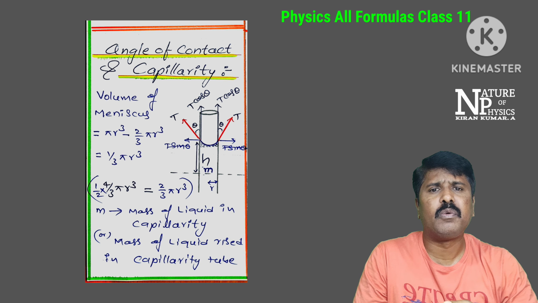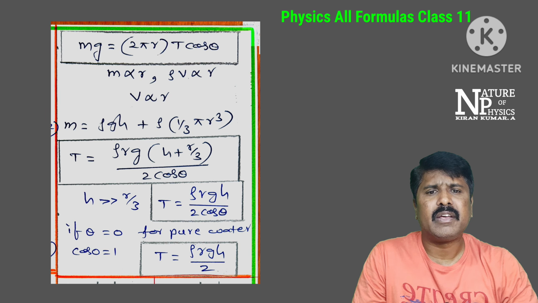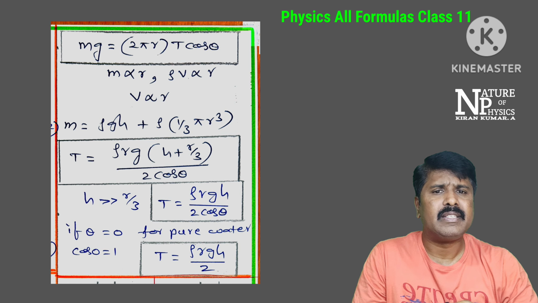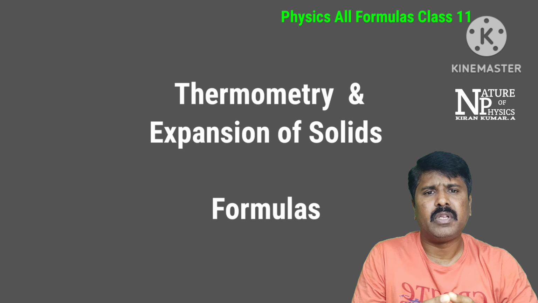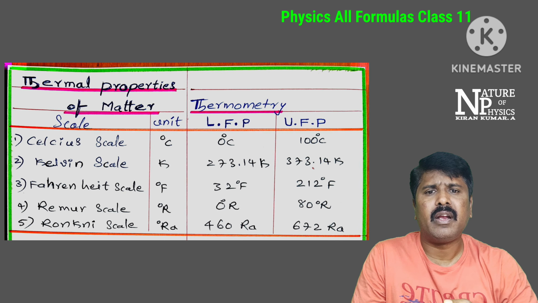Okay, mg is equal to pi r into t cos theta, clearly given, student. And surface tension is rho g h divided by 2, given, and two cases are also given, student. Theta less than 90 degrees, theta greater than 90 degrees. And next one is thermal expansion, and before that thermometry and the Celsius scale, Kelvin scale, Fahrenheit.